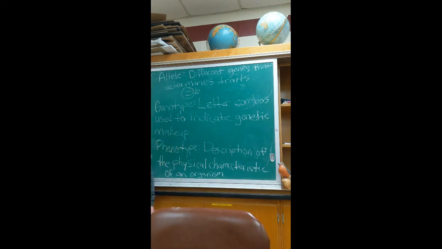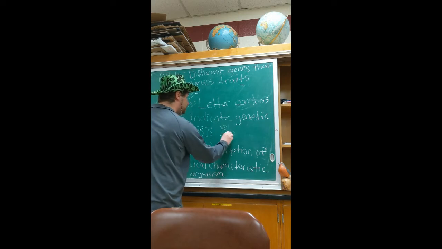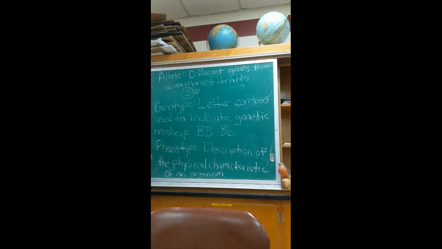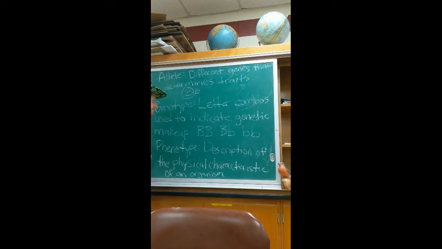A genotype, on the other hand, is the letter combinations used to indicate genetic makeup. The genotype is the letter combination that is given. So, if we're still going to talk about the capital B being black and the lowercase b being blue, it could be capital B, lowercase b. We call that heterozygous. We'll cover that in another video. Or it could be lowercase b.